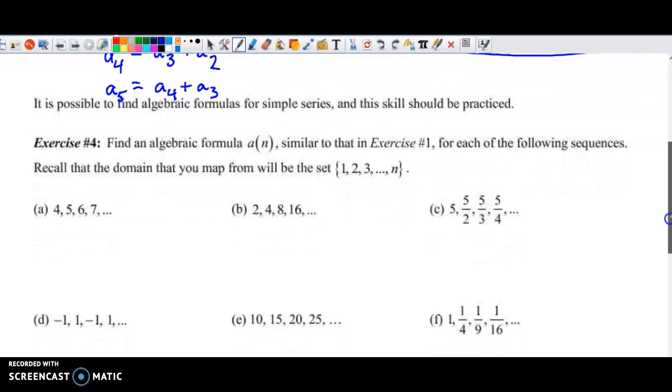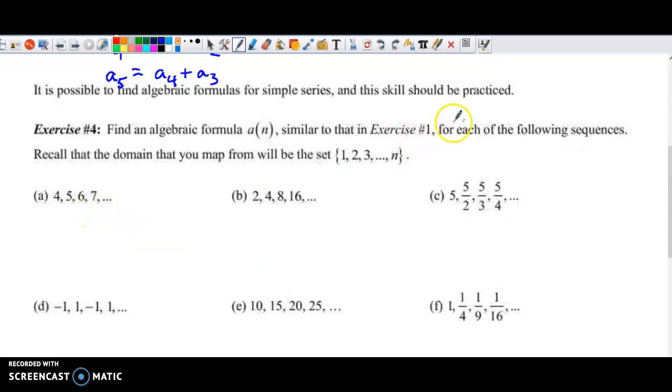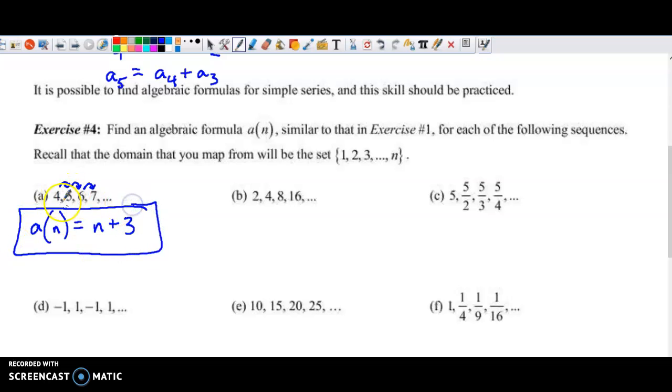With the next one, instead of coming up with a recursive definition, they want you to come up with your own formula, and I'm just going to write out a few of them. Like this first one, you can see that there's a pattern that we're adding 1 each time, but instead of writing a recursive definition, they want you to write out a formula. So this formula would be n plus 3, and what happens there is I'm plugging in 1 for n, and I need to get the first term equal to 4, and 1 plus 3 is 4. The fourth term would be 7. 4 plus 3 is 7.